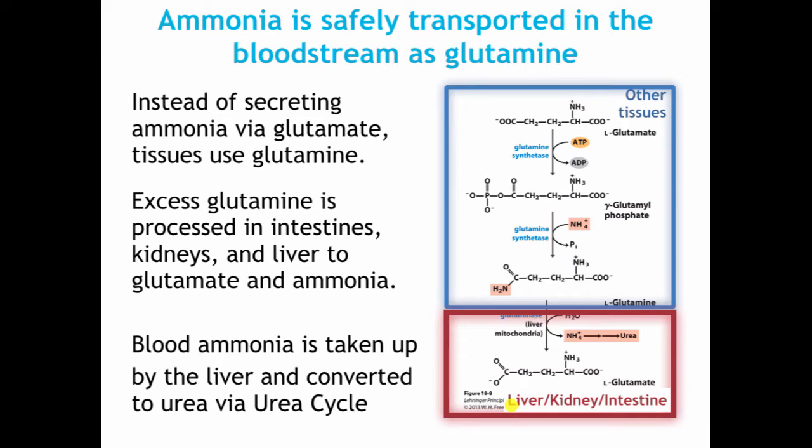Now, as you can see here, I primarily talk about liver, but our kidneys and our intestines can also participate to a much lesser level in the collection of the ammonia out of the blood if liver is not fulfilling its function. But mostly the ammonia is collected in the liver.